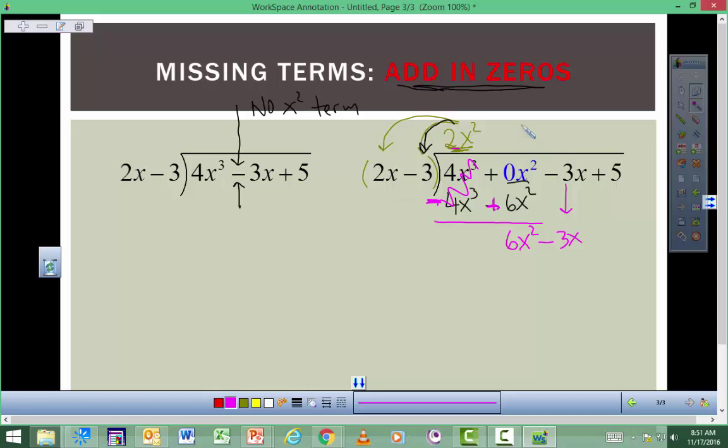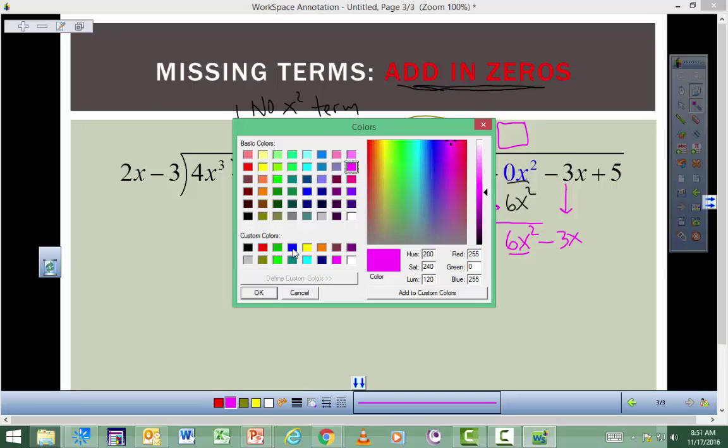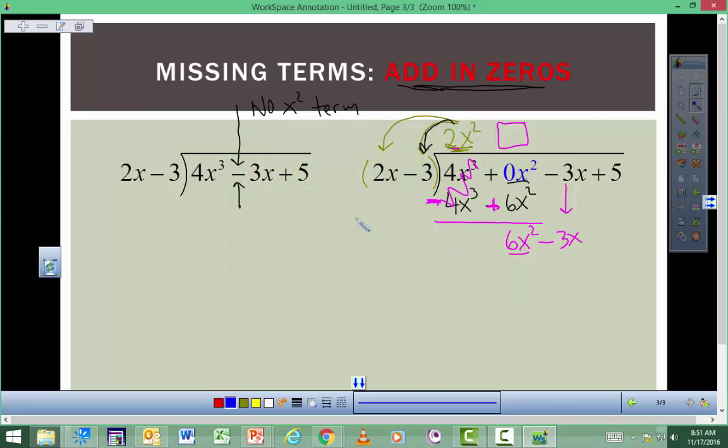You're looking for a number right here that gives you exactly 6x squared. And hopefully you guys can figure that out quickly. What number do we need? Well, we have a 2x here. Looks like we need a 3. And this is an x squared, that's an x. Looks like we need a 3x. Now is it positive or negative? Positive. It's positive. So make sure it's positive. Okay, you guys good with this?